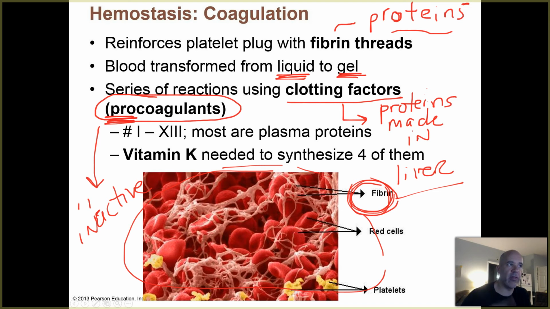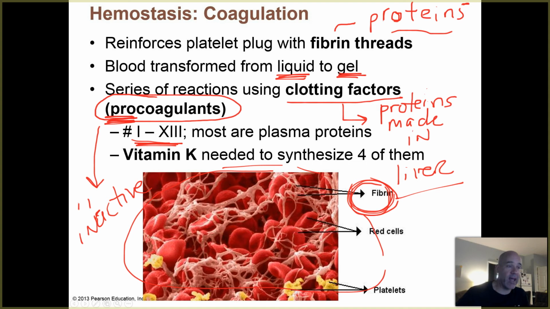All right, so there are 13 different clotting factors, and they're designated by Roman numerals 1 through 13. And no, they are not named in order of the particular step that they occur in the process. They're numbered according to when they were discovered, which makes things a little bit confusing.